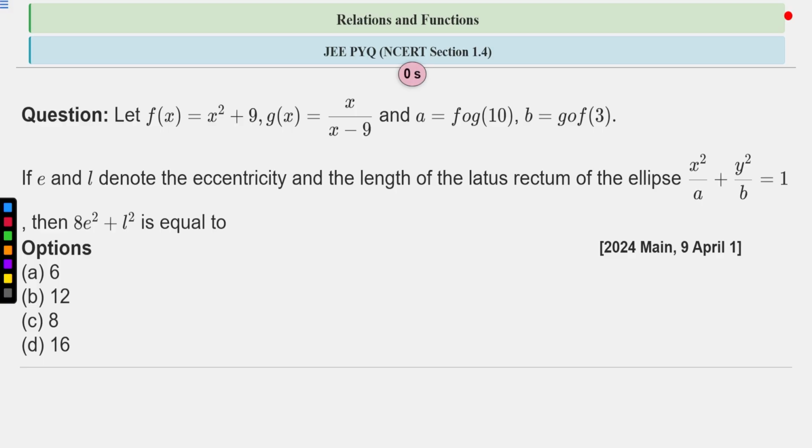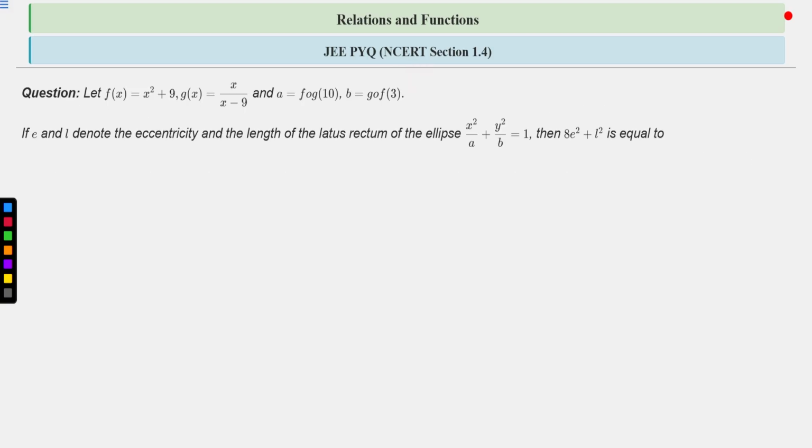You have 10 seconds to solve or think about this question. After that, we will discuss the solution part. Okay, let us move to the solution part. The question is f(x) = x² + 9, g(x) = x/(x − 9), a is given as f(g(10)) and b is given as g(f(3)). If e and L denote the eccentricity and the length of the latus rectum of the ellipse x²/a + y²/b = 1, then we need to find the value of 8e² + L². Option C will be the correct option. The value of 8e² + L² will be equal to 8.